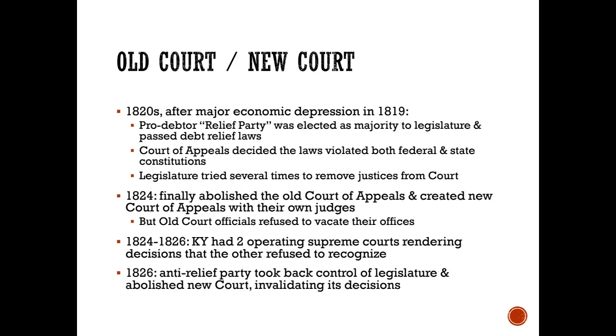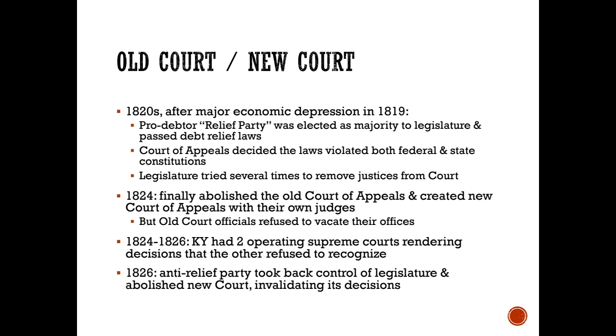All right, the last major judicial issue of this particular time and this particular constitution was the old court, new court struggle with the Court of Appeals. So how this worked was in the 1820s, there was this major economic depression from 1819. They were still recovering. And so this pro-debtor relief party finally got elected as a majority to the legislature, and they passed a bunch of debt relief laws.